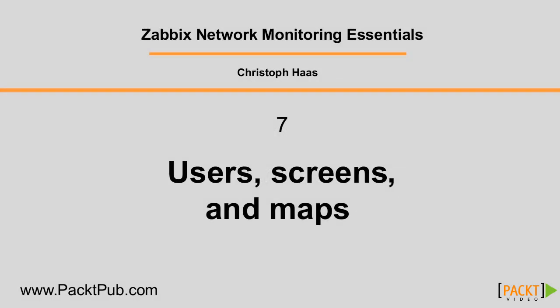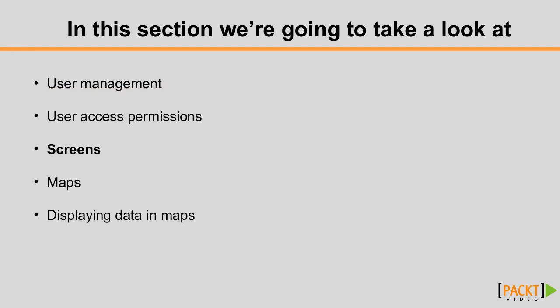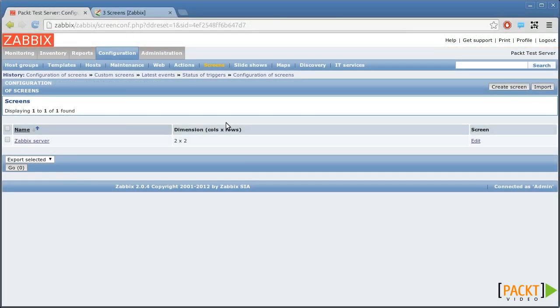In previous videos, we saw where you can find information about gathered items or the status of triggers and events, but that doesn't help you to get a good overview of what's going on in your network. In this video, let me show you how to create your own web pages that contain the information you want to see at a glance. Zabbix calls these web pages screens. You can fill them with different kinds of widgets that show certain information.